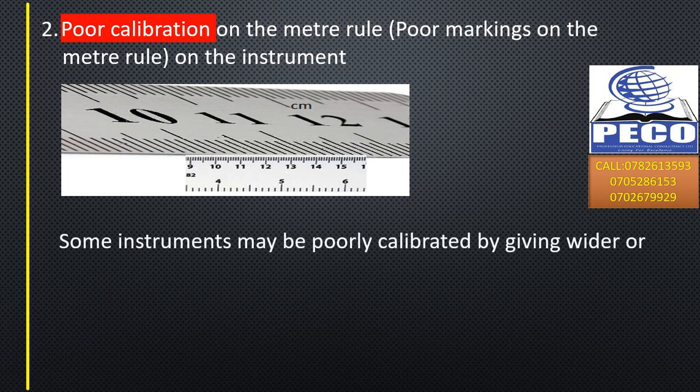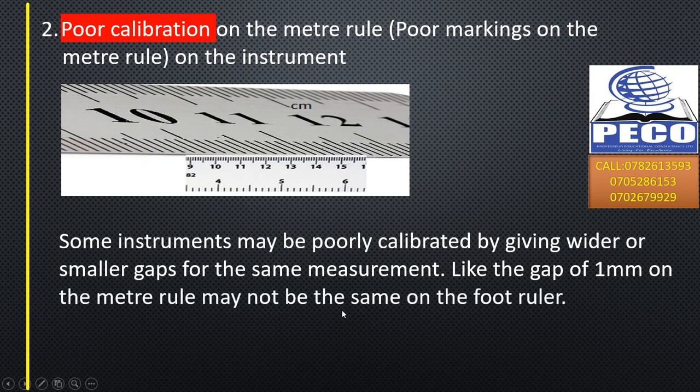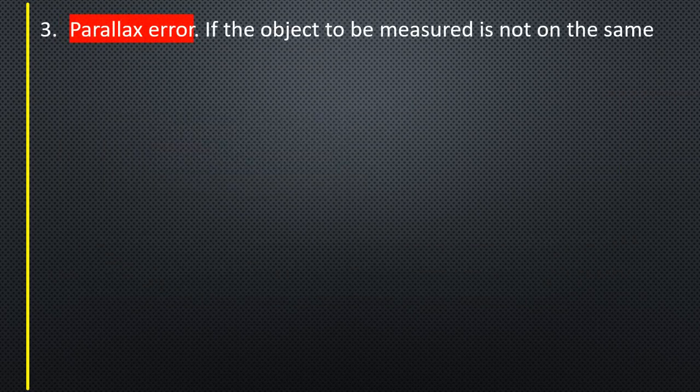So some instruments may be poorly calibrated, giving wider or smaller gaps for the same measurement, like the gap of 1 millimeter on the meter rule may not be the same as on the foot ruler. So you find that you are taking both to be 1 millimeter, but actually the one on the meter rule is wider. That's what I'm talking about. Now the third source of error is what we call parallax error.